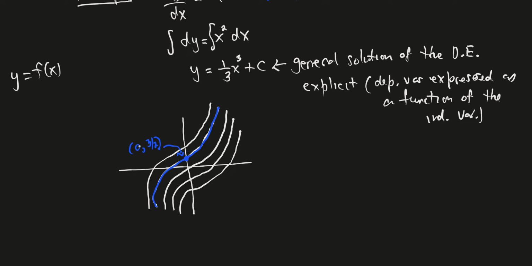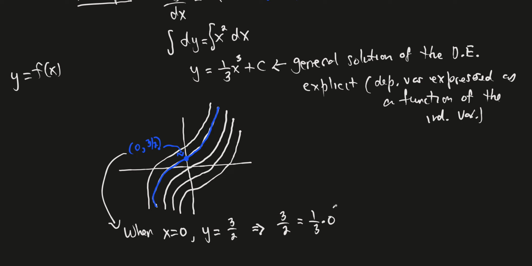If the curve passes through the point 0, 3/2, this information is telling me that when x is equal to 0, my independent variable, my y, which is my dependent variable, has a value of 3/2. And that leads to a certain equation, right? So I can plug 3/2 in for y, 0 in for x, and then what I have is a simple equation to solve for c. And this one works out really nicely. The c ends up being 3/2.